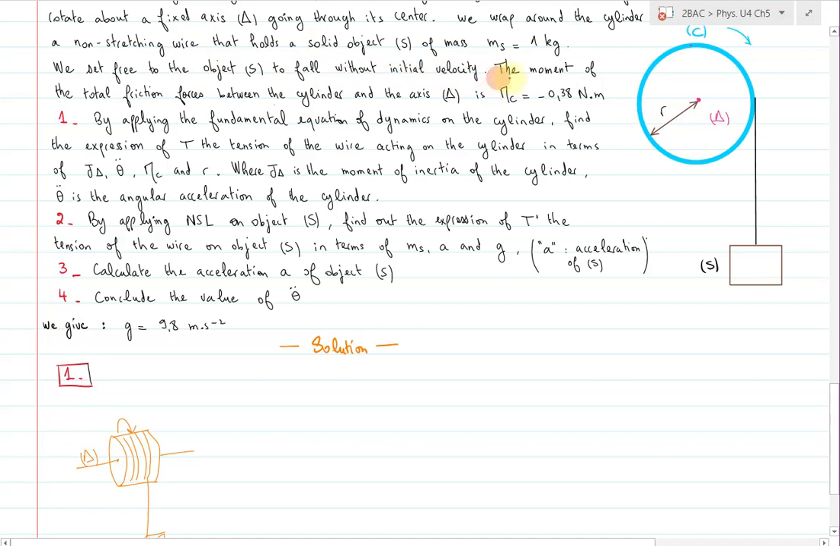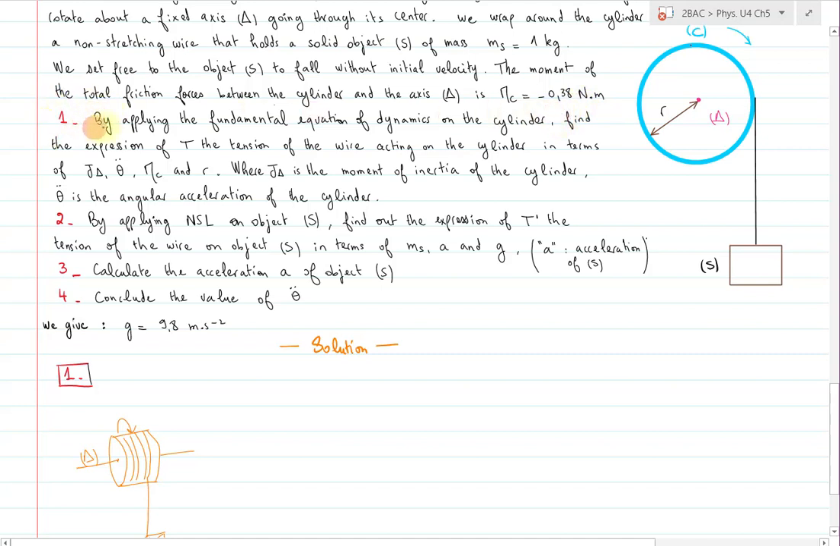فهنايا كيقولنا بأن the moment of the total friction forces between the cylinder and the axis delta is M delta of friction equal to minus 0.38 newton meter. دونك بطبيعة الحال أثناء الدوران ديال السلندر كاين هناك احتكاك friction between the cylinder and the axis of rotation، وهاد الاحتكاك هذا يعني the moment of هاد friction forces عطاوه لينا directement، donc sans problème.